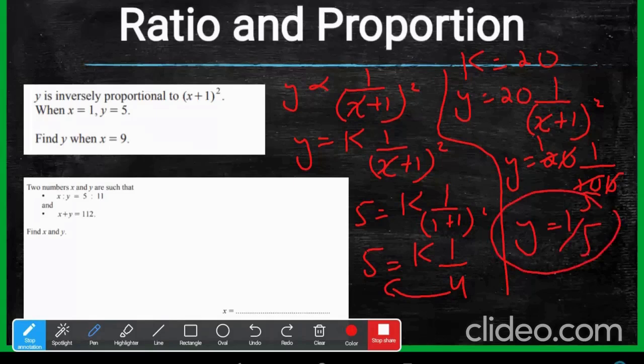Very simple question. I hope everything is clear in this question. Nothing is difficult in this question.